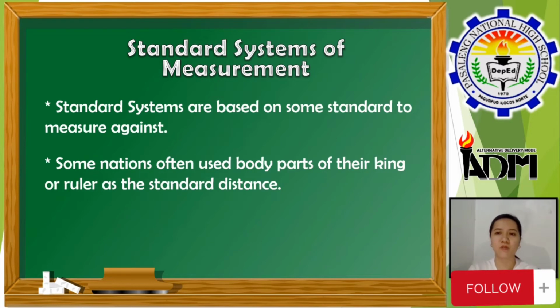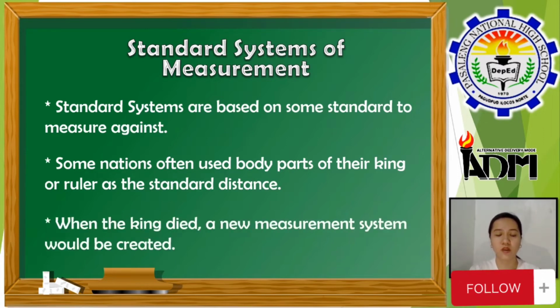So, pagkatapos ng mga primitive system of measurement, naisipan ng mga tao na magkaroon ng standard or yung basic na panukat. For example, sa ibang nasyon, ginamit nila yung paa ng kanilang king or ruler as the standard measure or standard distance. And then, kapag namatay na yung kanilang king, a new measurement system would be created. So, kung sino yung papalit na king, yun na yung susunod na gagawin nilang standard measurement.